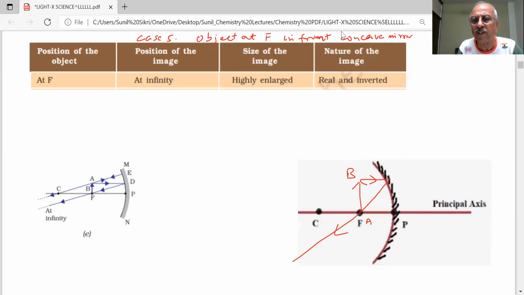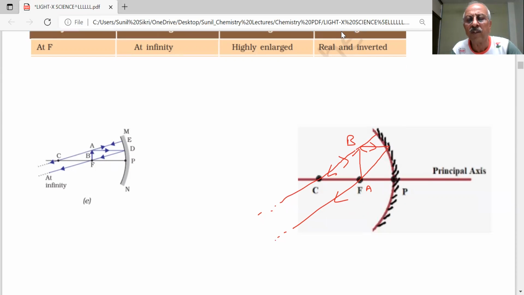Now F and C are at equal distances from here. If I pass the second ray through the center of curvature, it is reflected back in the same direction. Now you can see that they are parallel. Where will they meet? Parallel rays meet at infinity. The rays are going to meet at infinity.